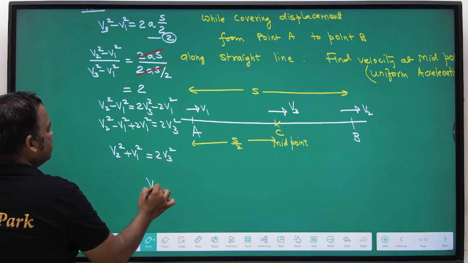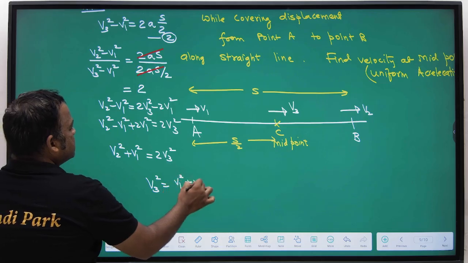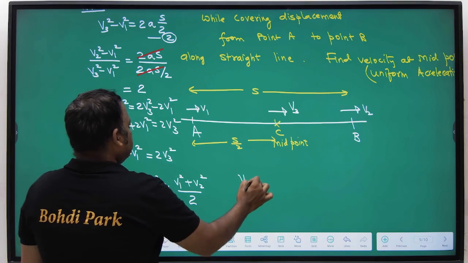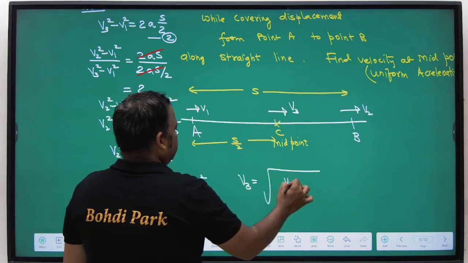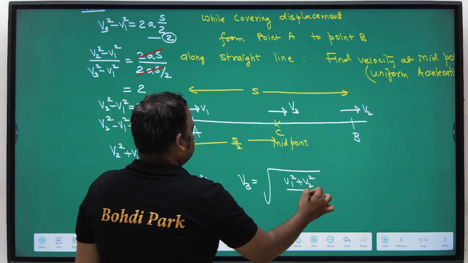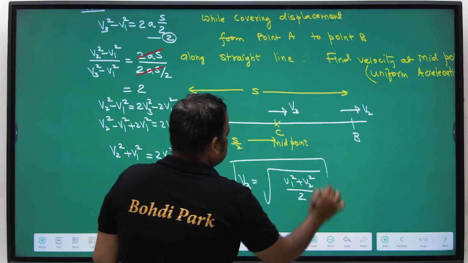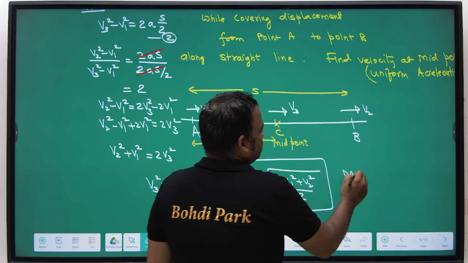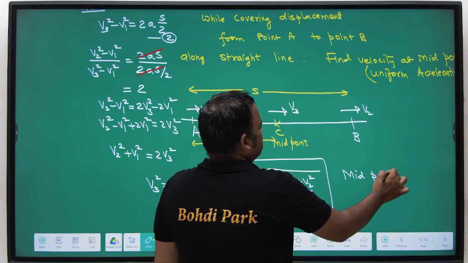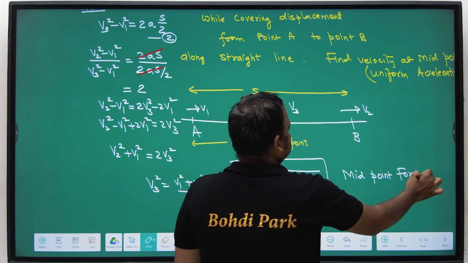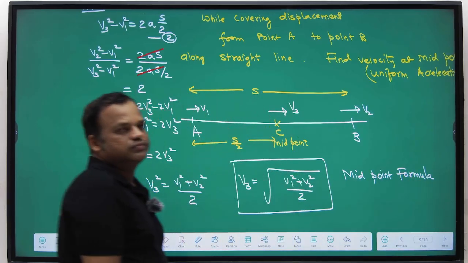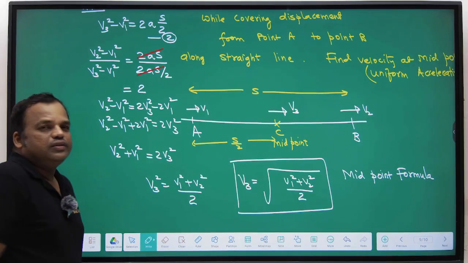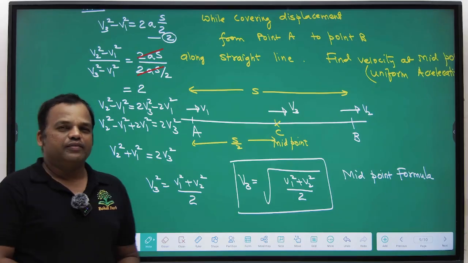So we have v2 square plus v1 square is equal to 2v3 square. So we are getting v3 square as v1 square plus v2 square by 2. Then we have v3 is equal to square root of v1 square plus v2 square by 2. This is also known as midpoint formula. So these questions are using equations of motion.